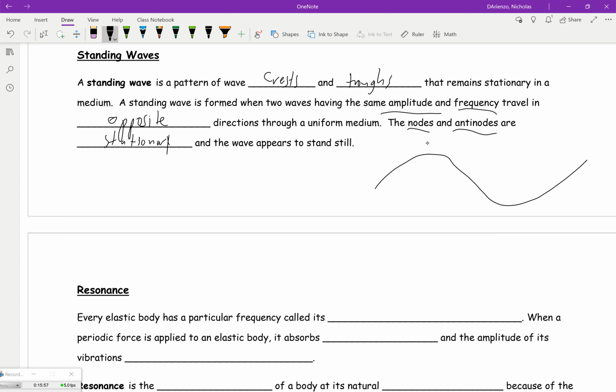And if we think of the wave moving in the other direction, maybe this one's moving in that direction, we'll do one moving in this direction. And what it's going to do, it's going to be kind of hard for me to draw.